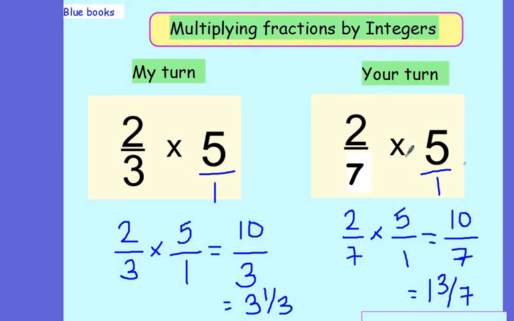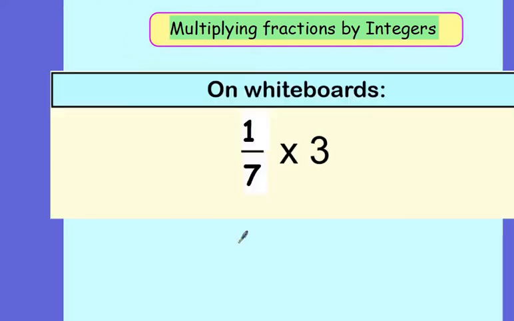Please make sure you've got this example written in your dark blue books for me, Year 7. And then mini whiteboards or light blue books, pause the video for a minute and work this one out for me. Right, let's go through it. I can write 3 as 3/1. By multiplying my numerators together, I've got 1 times 3 is 3, and 7 times 1 on the bottom gives me 7.